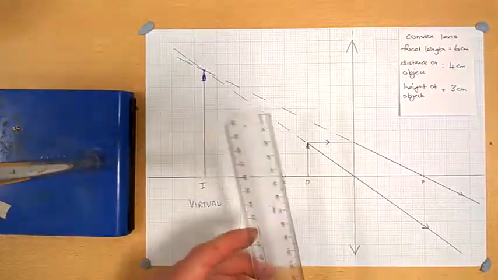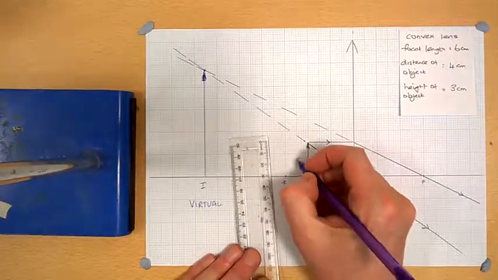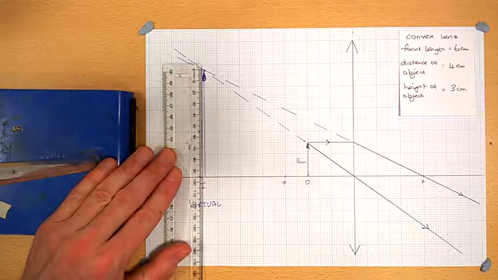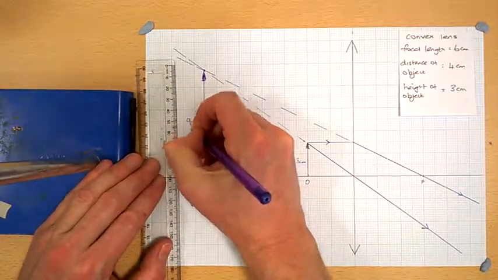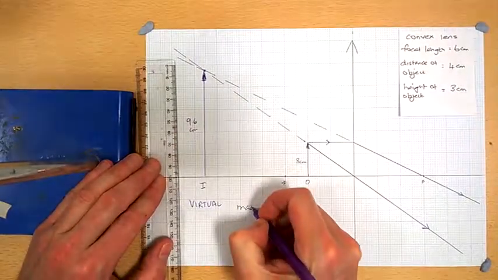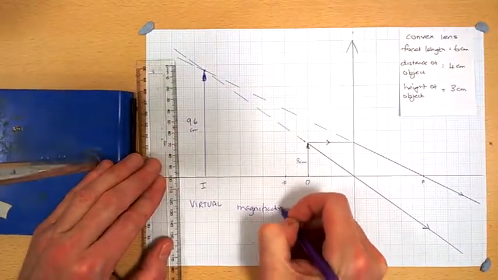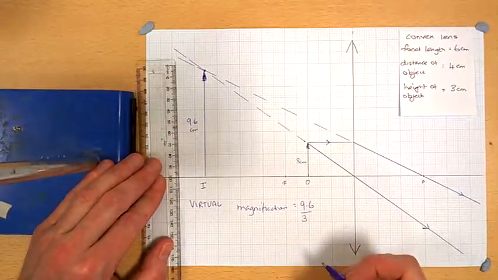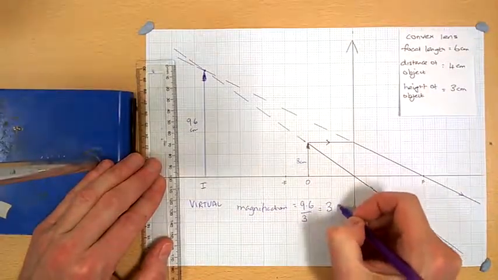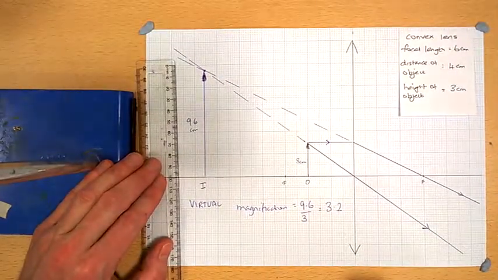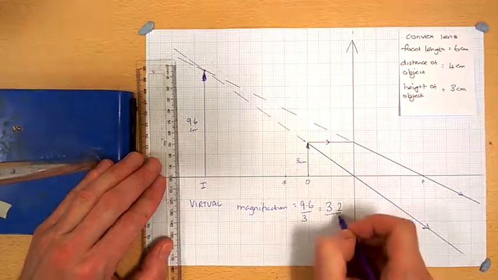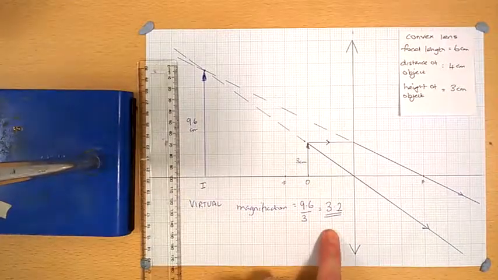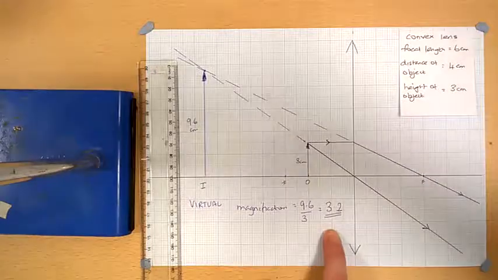And what I can also do is measure, remember that was 3 centimeters. This is much bigger. I would say that is about 9.6 centimeters. Okay, so again I can calculate the magnification simply by doing the height of the image by the height of the object. Okay, and I don't need a calculator for that one. That is a magnification of 3.2. Okay, so I've got a virtual image, it is the right way up, and with a magnification of 3.2. Lovely, that's the end of that one.